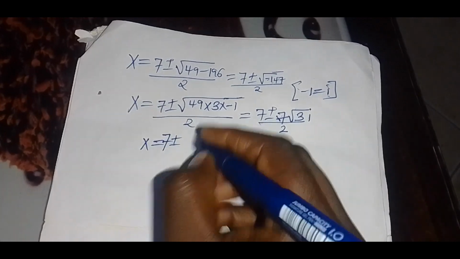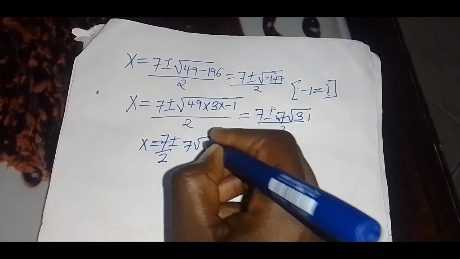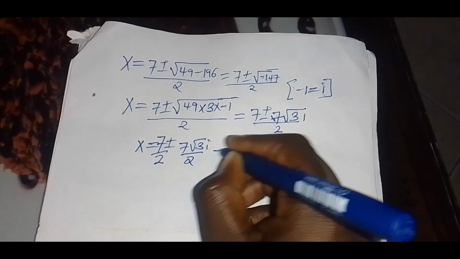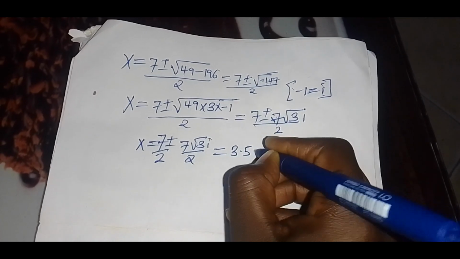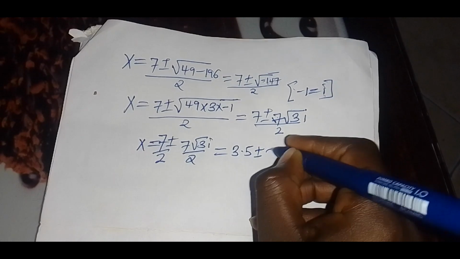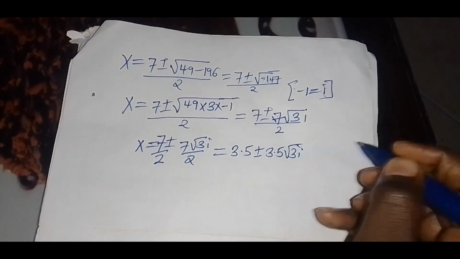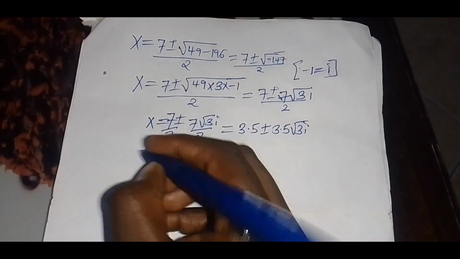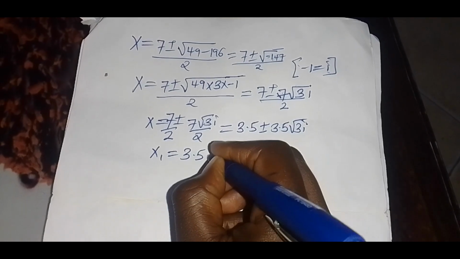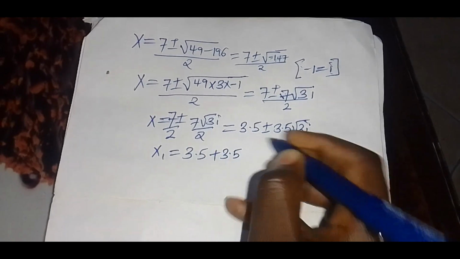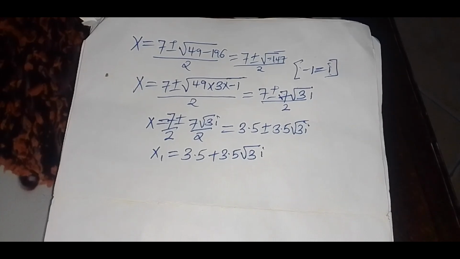So that x is equal to 7 plus or minus 7 square root of 3i, divided by 2, which is equal to 3.5 plus or minus 3.5 square root of 3i. So that means that x1 is equal to 3.5 plus 3.5 square root of 3i. That is our x1.